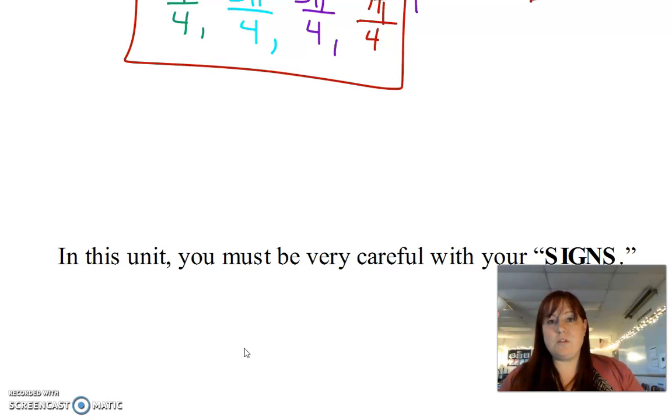And so again, we'll talk about the unit circle again in class. We'll get some really good practice with the unit circle.